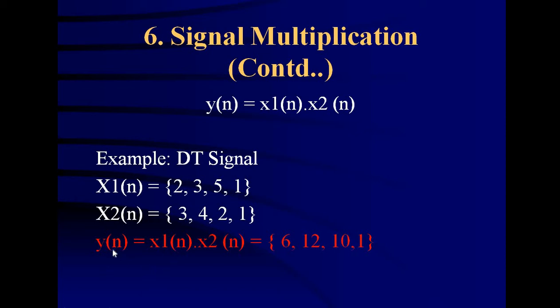So what we will do here: y of n is equal to x1 of n into x2 of n. Multiply the corresponding values. 2 3s are 6, 3 4s are 12, 5 2s are 10, 1 1s are 1. That's how you get the multiplication of a DT signal.